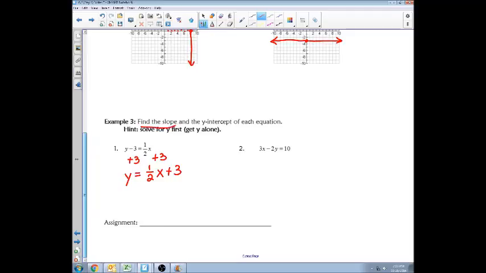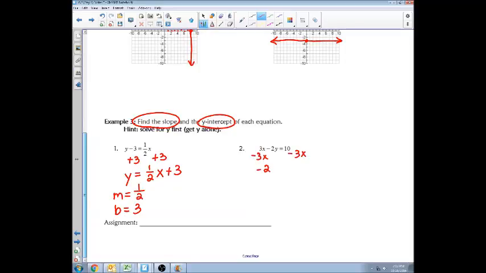Now it tells us to find the slope and the y-intercept. Well, my slope is what's attached to my x, so it's 1/2. My y-intercept is what's alone, so 3. Okay? Problem number 2 is a little trickier. I want to get y by itself, so I need to move the 3x first. So I'm going to subtract the 3x.